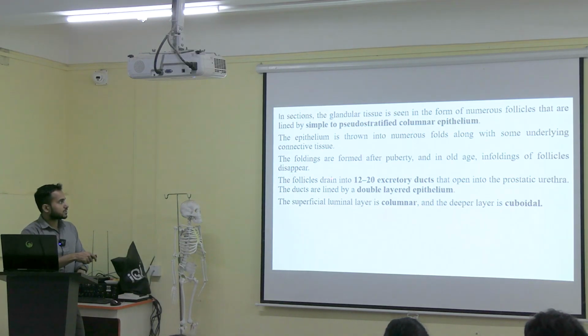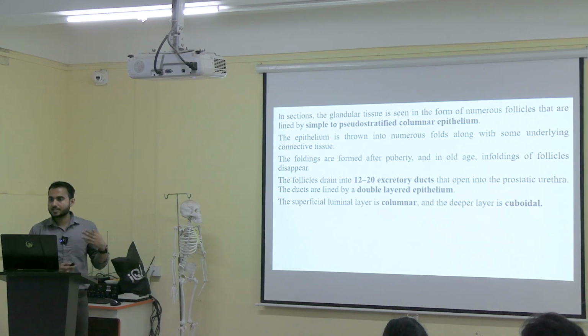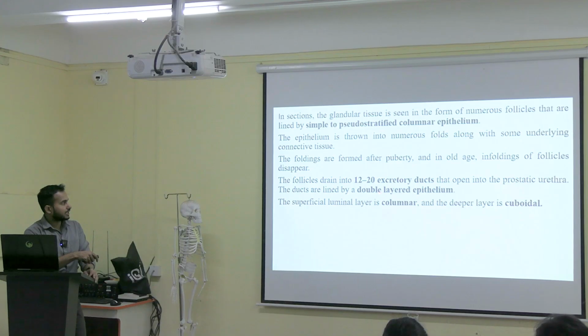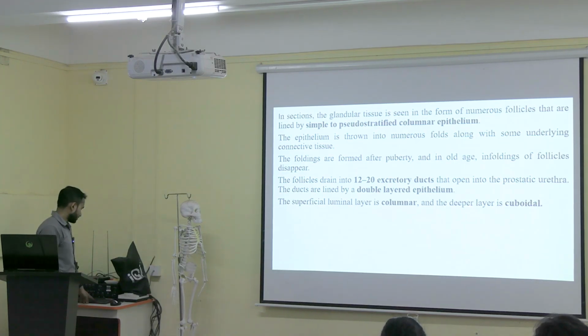Now the follicles, whatever is present, the secretion is drained. How will it be drained? It will be drained with the help of the excretory ducts, which are 12 to 20. These excretory ducts drain into the prostatic part of the urethra. And these excretory ducts are lined by a double layer epithelium. Now what is present? In the superficial layer, columnar epithelium, and in the deep layer, cuboidal epithelium are present.